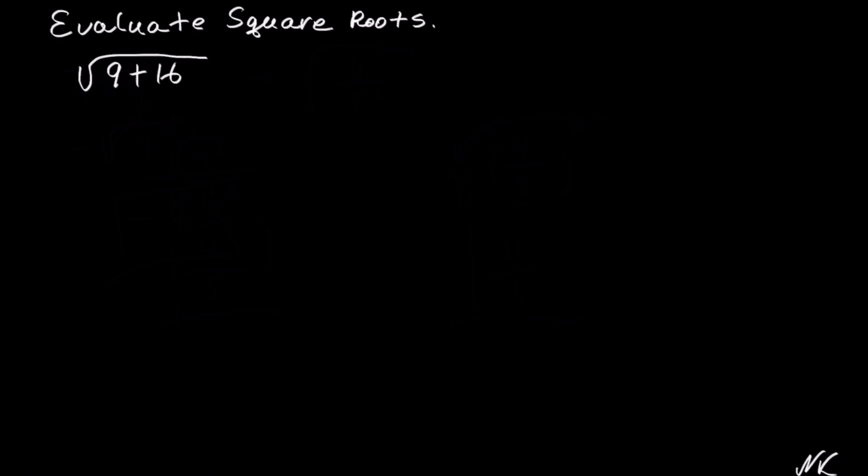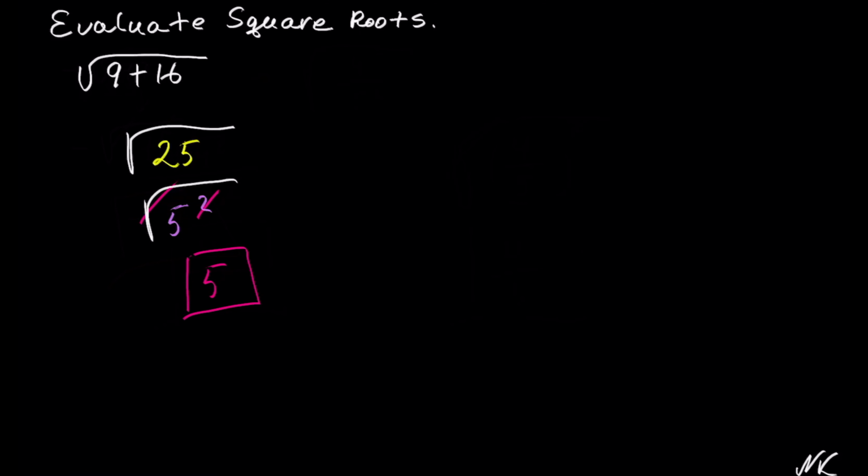In this example, we have to evaluate square root of 9 plus 16. You have to simplify addition inside of the radical first, and we get 9 plus 16 is 25. So we have square root of 25. Then we rewrite 25 as 5 to the second, and it's still square root. So our expression is square root of 5 to the second. Square root and the second power will cancel, and we get 5 as our solution.